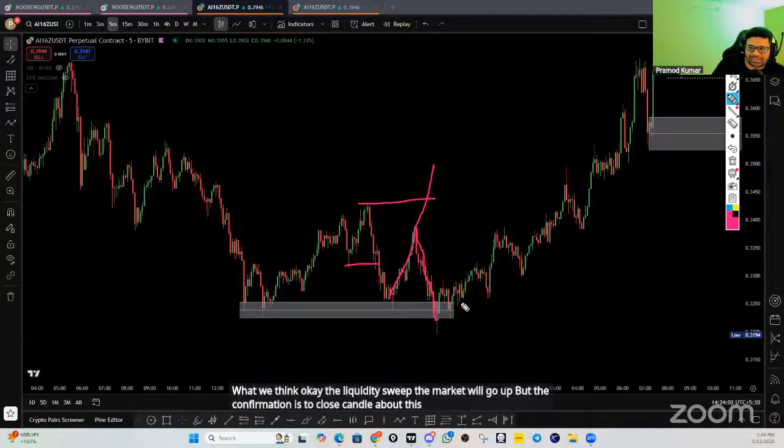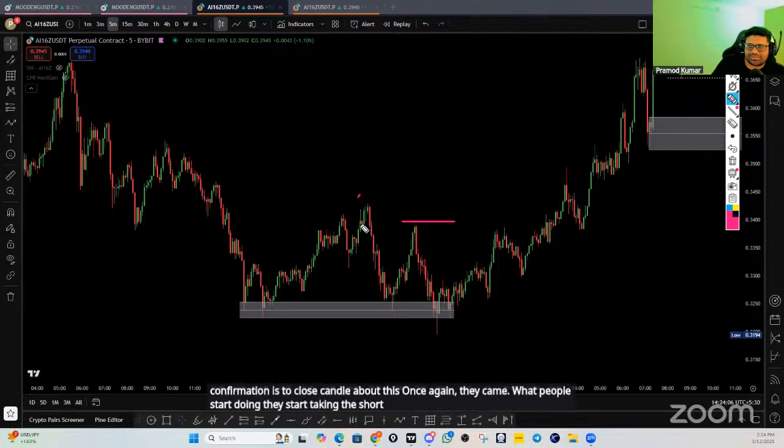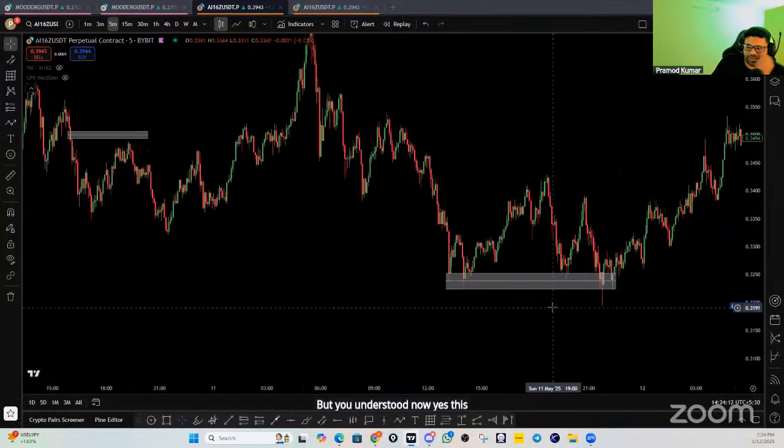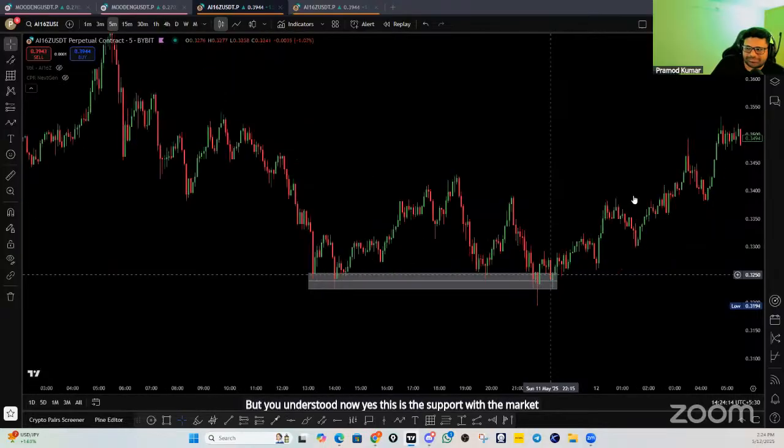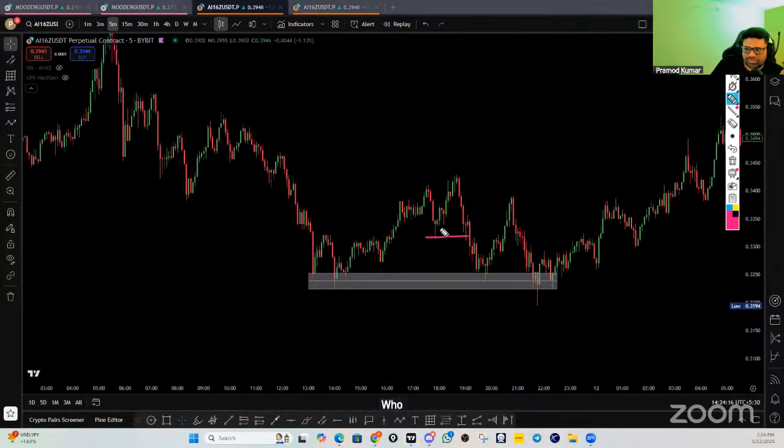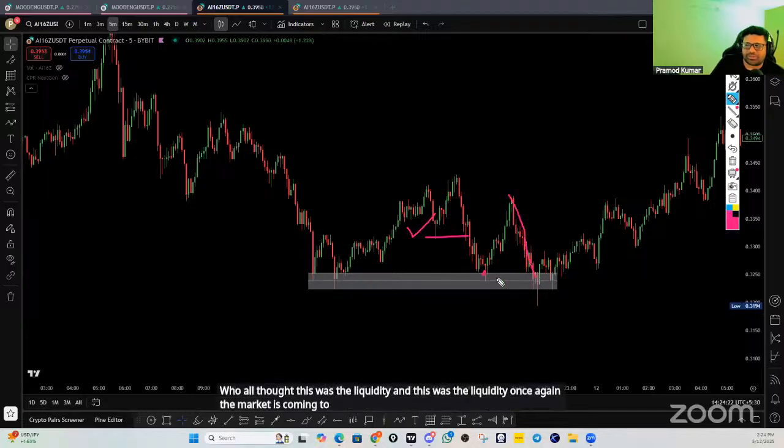Once again they came. What people start doing is they start taking the short position because they'll mark some order block here. But you understood now, yes, this is the support where the market just now entered. Who all thought this was the liquidity and this was the liquidity? Once again, the market is coming to sweep recent liquidity. If any candle closes below this, then this setup fails.